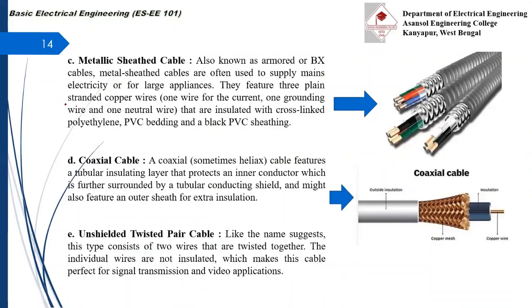Next, third type is metallic sheathed cable. That means over the cable metallic sheathing is done, also known as armored or BX cable. Metal sheathed cables are often used to supply mains electricity, or for large appliances. They feature 3 plain stranded copper wires. You can see their colors. Three colors for 3 phase and green for neutral.